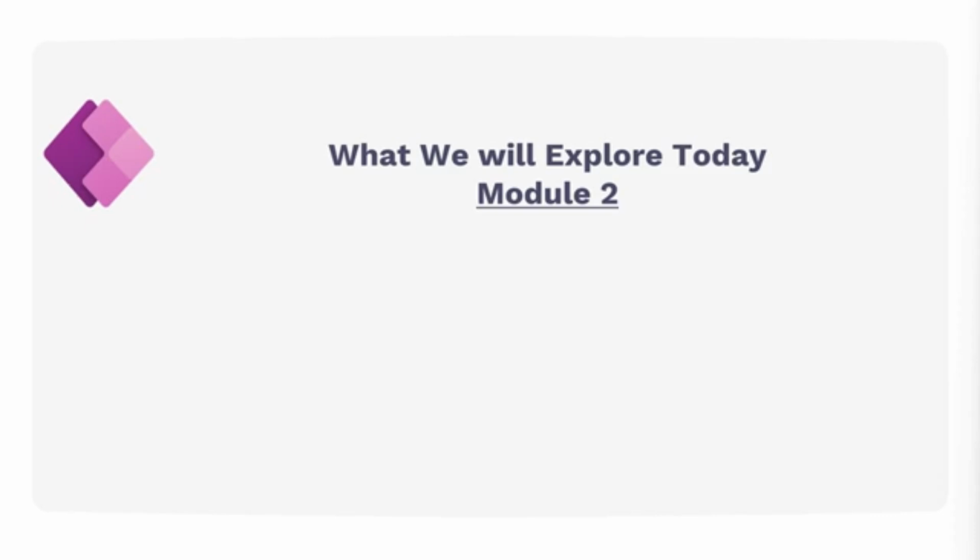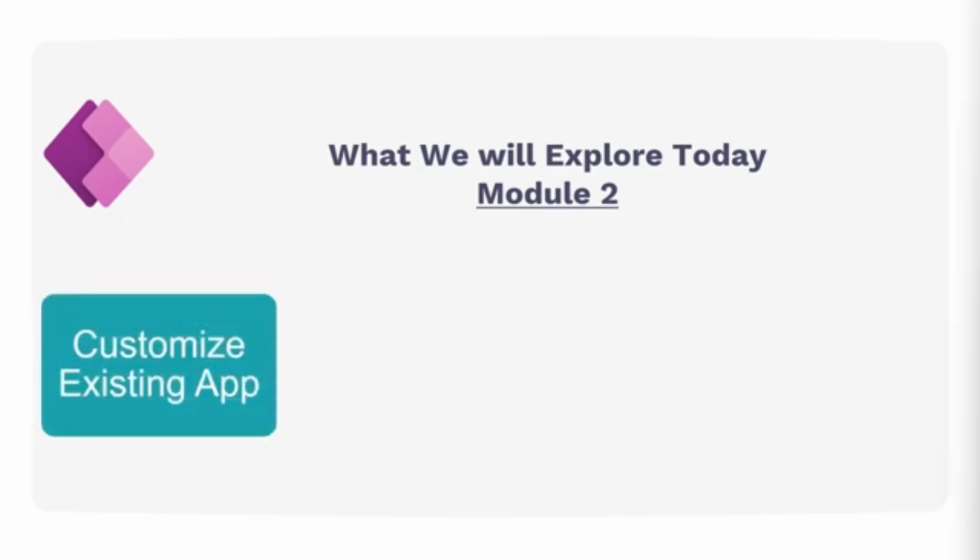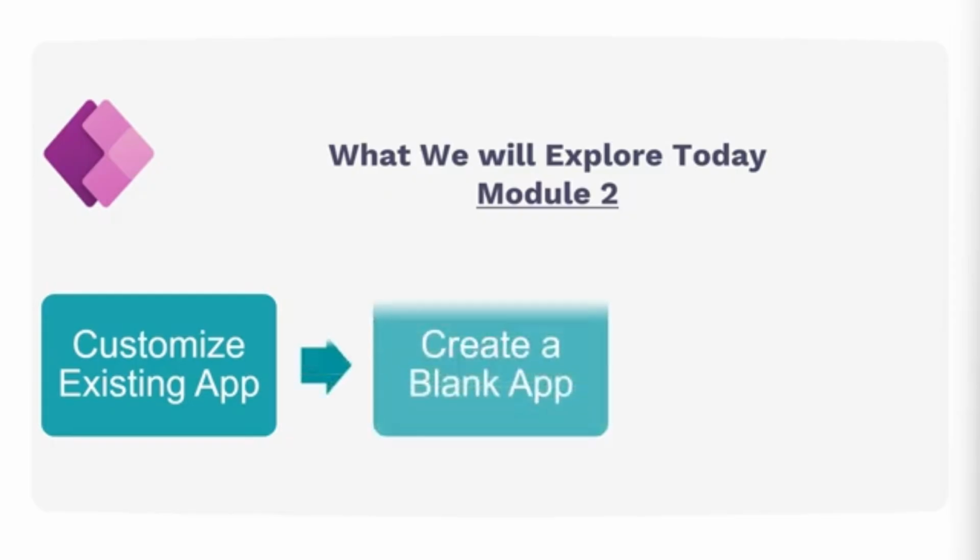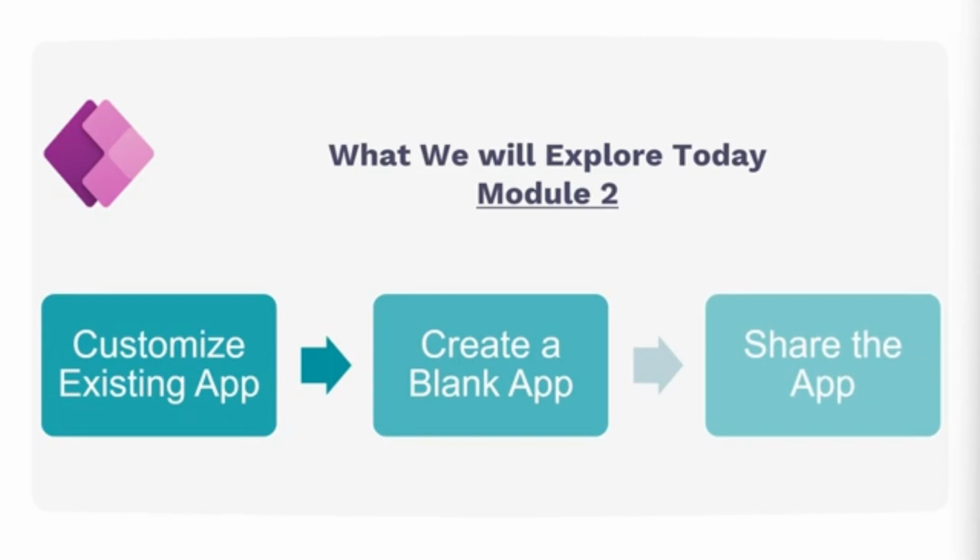Let's take a look at what we'll explore today for Module 2. So for Module 2, we're going to customize an existing app. It's a great way to see how the app works and get familiar with the environment and the interface. We'll create a blank app. So we'll put it all together. We'll create a blank app, a blank canvas. We'll add our forms, our galleries, we'll customize it, and then we'll connect our data set. And once we're all done, we'll go ahead and share the app. And by the end of module 2, we would have all the essentials that we need to create an efficient app as a business solution.